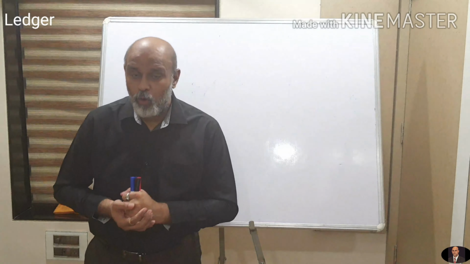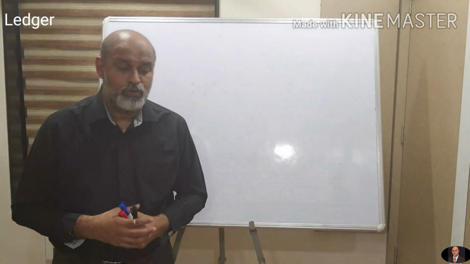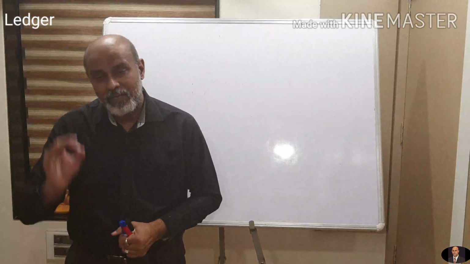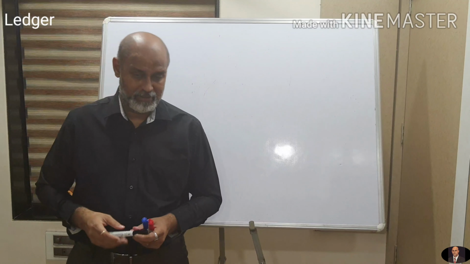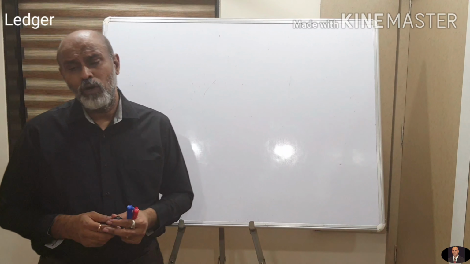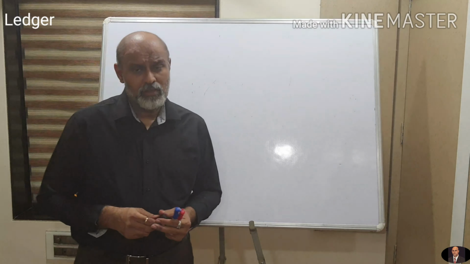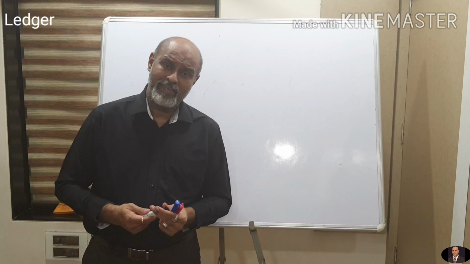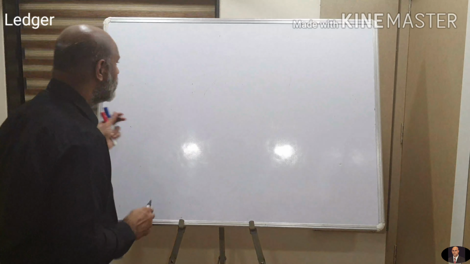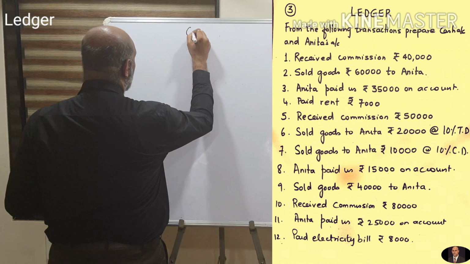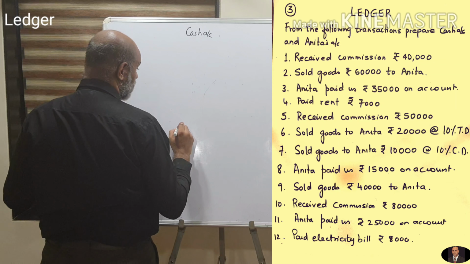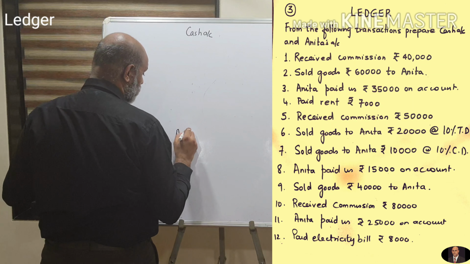Fine, we go ahead with our pursuit to master this particular topic. And it's very simple. It's basically cut and paste. Today I shall be taking up two accounts again. The first one is cash and the other one is Anita's account, a cash account and a personal account. So, cash account and Anita's account.